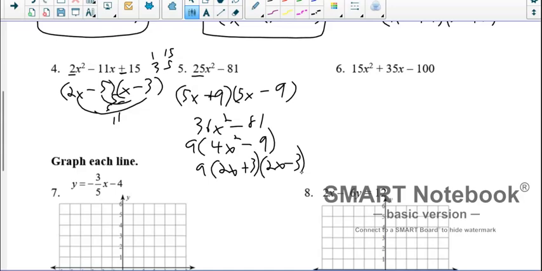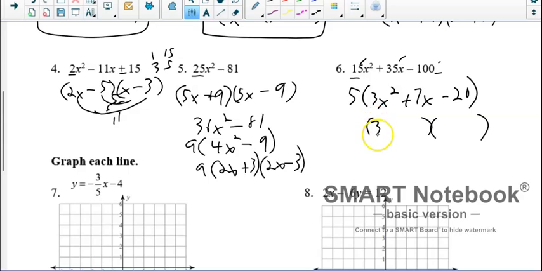You could break down the 15 to 1 and 15, 3 and 5. You could break down the 100 to 1 times 100, 2 times 50, and so forth. But if you notice, 5, 5, 0, they are all multiples of 5, which means I can make this smaller, 3x squared, 7x, and minus 20. Well, the nice thing about this is, when I break this down, there's only one way to get 3. 3 and 1. Don't forget to bring this 5 down.